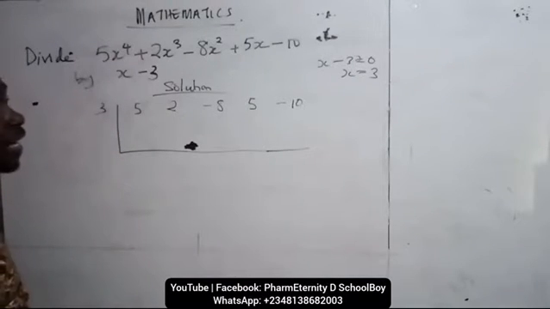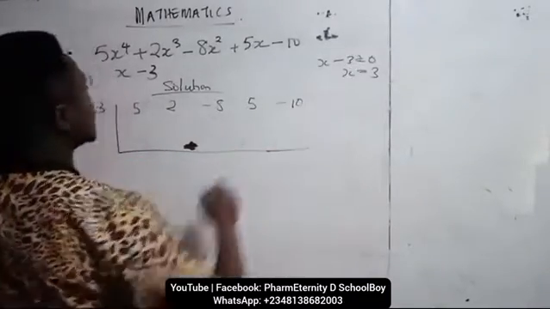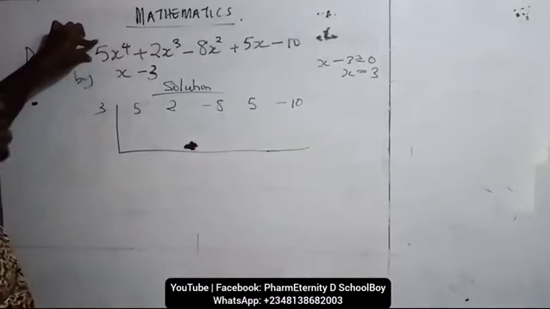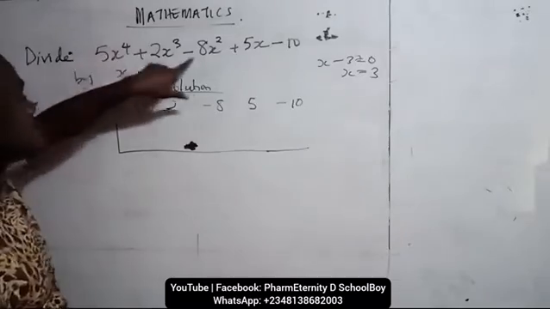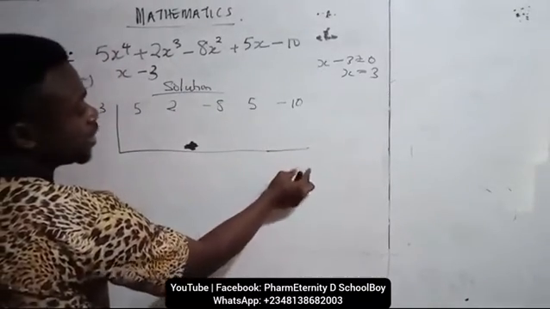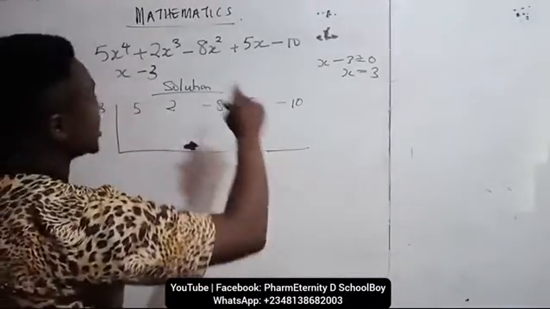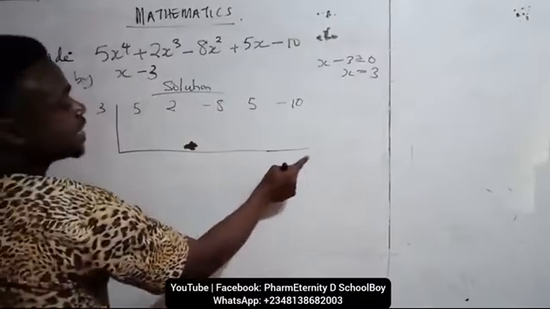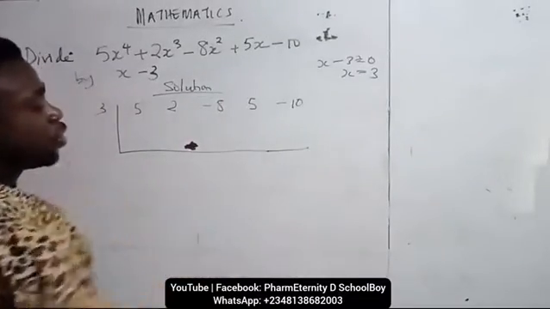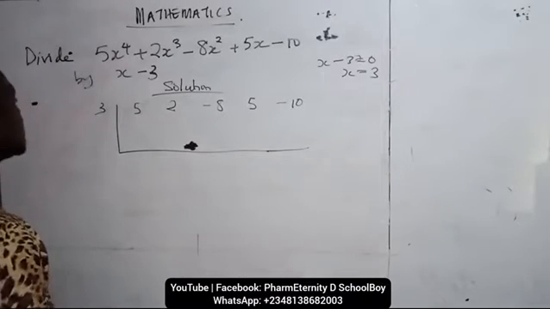Now, if x minus 3 is a factor of this, at the end of the whole thing we have 0 as the remainder. But if x minus 3 is not a factor, we will not have 0. We have another number that is not 0 as the remainder. So let's go.